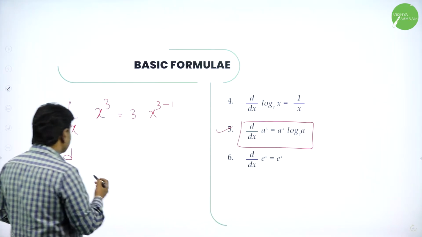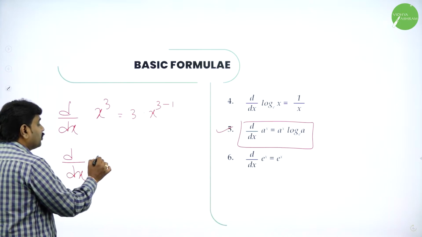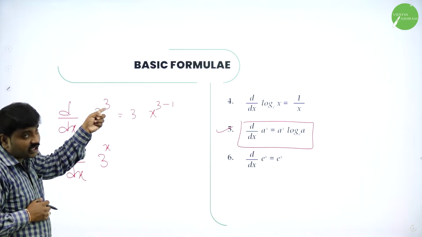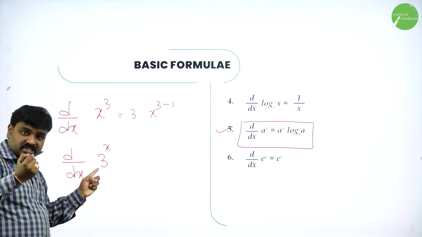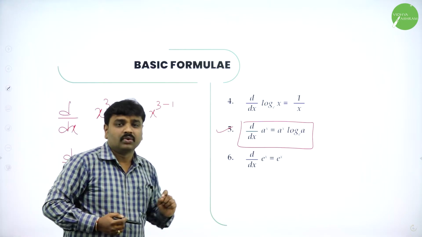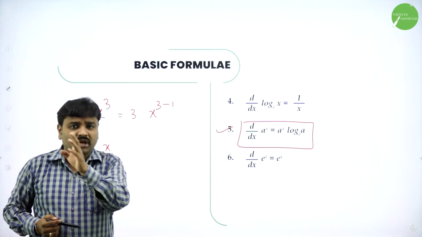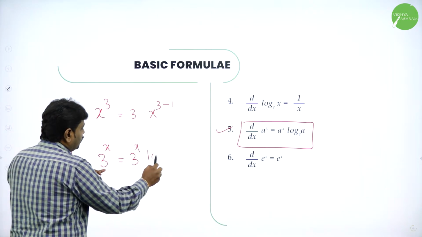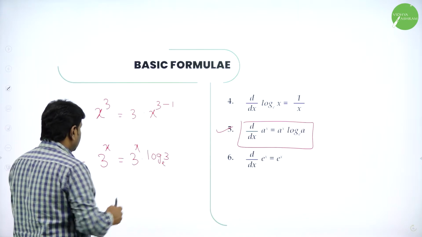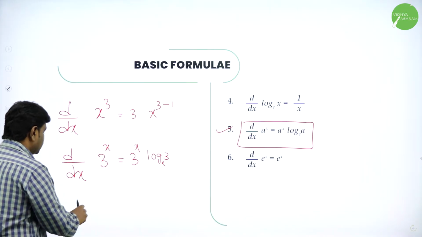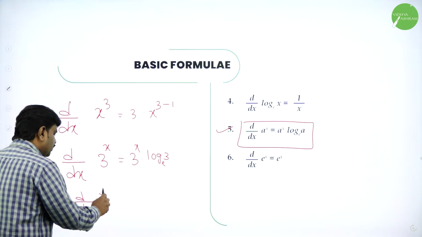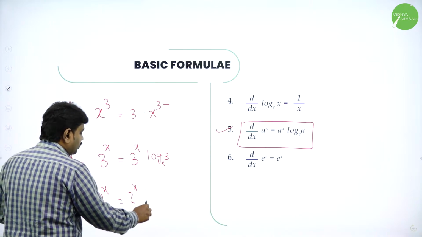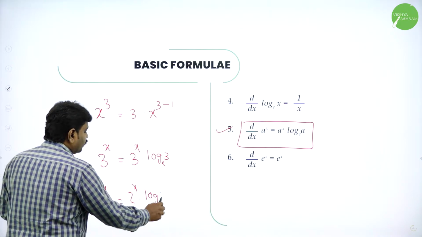So when to use this formula? When the base has a number, for example 3 power x, here please understand the base is constant and the power is variable. When the base is constant, use the a power x formula. What is the derivative of a power x? A power x into log base e a. What is d by dx of 3 power x? 3 power x into log base e 3. Similarly, if I ask what is d by dx of 2 power x, again this is constant power variable, so 2 power x into log base e 2, where in the place of a I have 2.